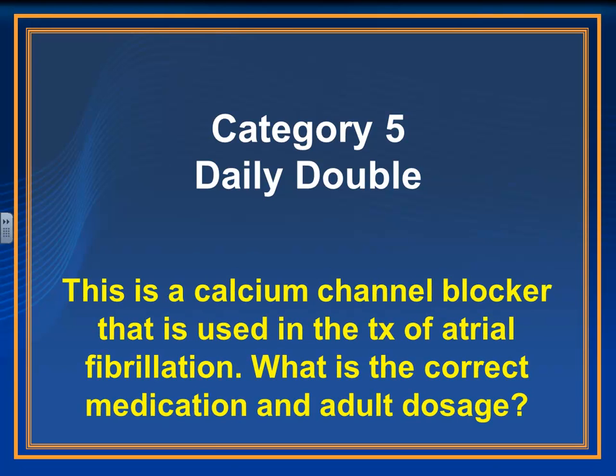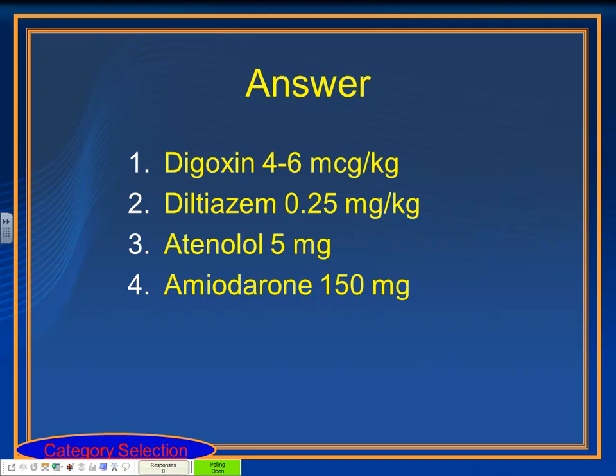This is a calcium channel blocker that is used in the treatment of atrial fibrillation. What is the correct medication and correct adult dosage? So you're looking for a calcium channel blocker that's used in atrial fibrillation, and you need to know the correct dosage. Which one is it? What's the correct name and the correct dosage? There's 2 possibilities, but only one is a calcium channel blocker.